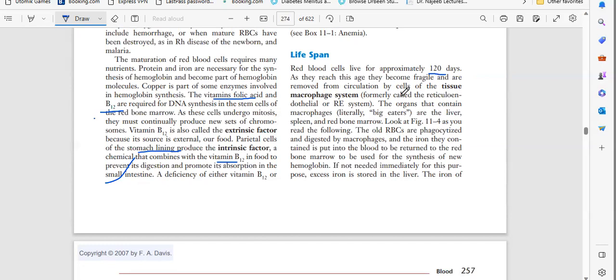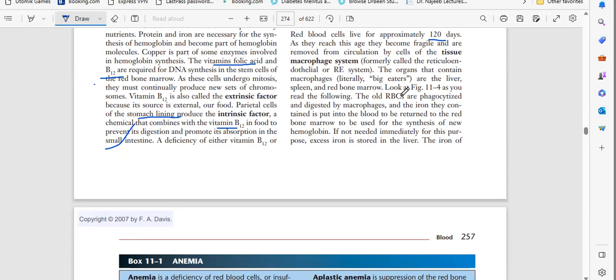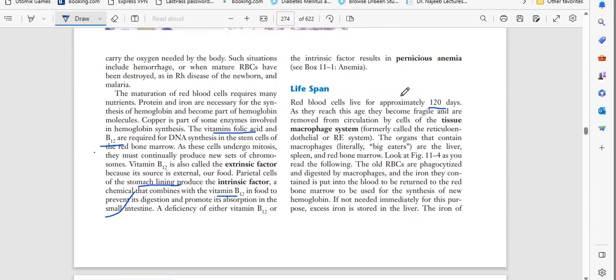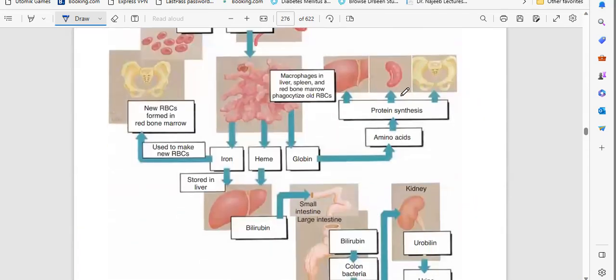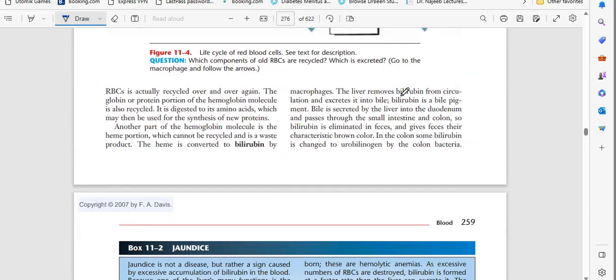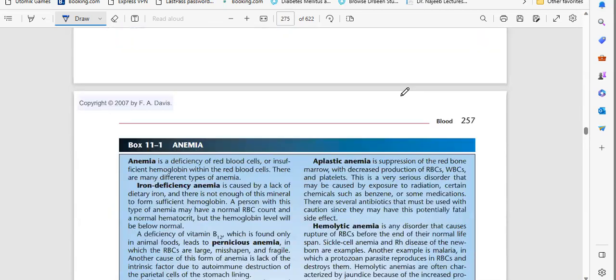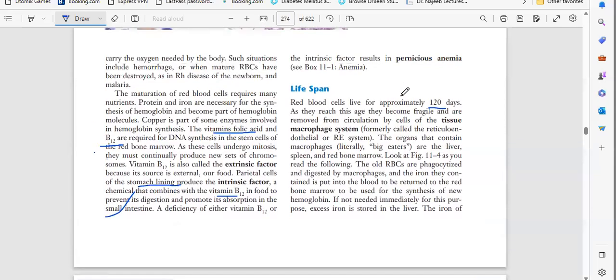So after 120 days, what will happen? We have one organ, that is the spleen. Spleen is the area where all the RBCs are dumped. Okay, this is a very, very important thing you have to remember. Other than that, we will discuss tomorrow from here.